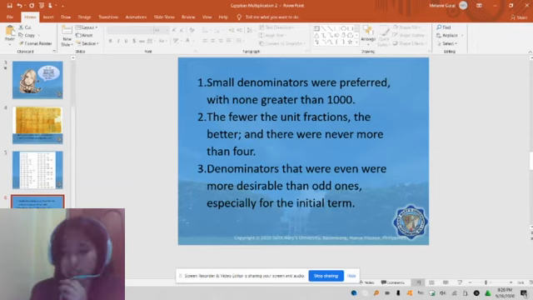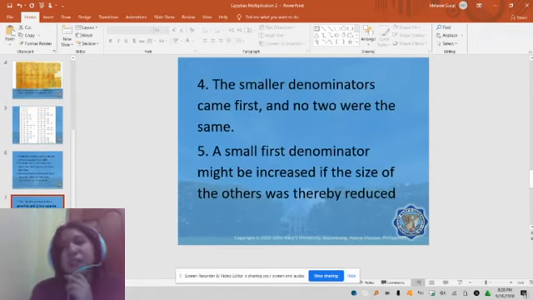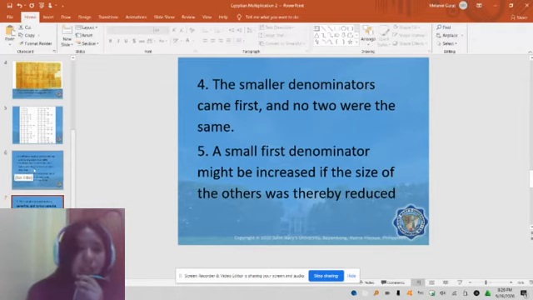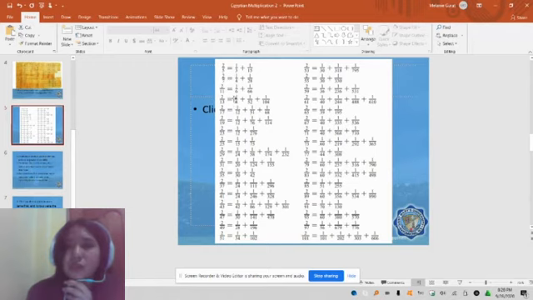Next, the smaller denominators come first and no two were the same. It was also mentioned that no two denominators were the same. If we go back, 1/3, 1/15, so it is decreasing in size. So 1/8, 1/52, 1/104. The lower denominator comes first, and the higher denominator is placed last.